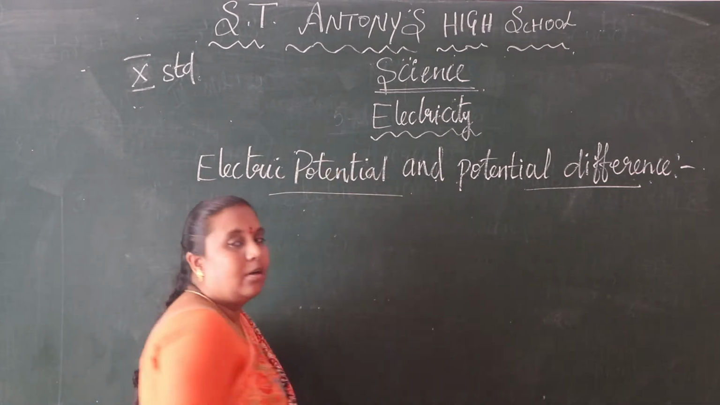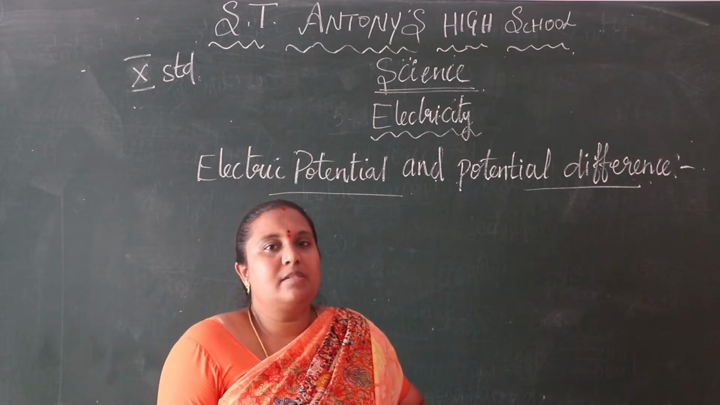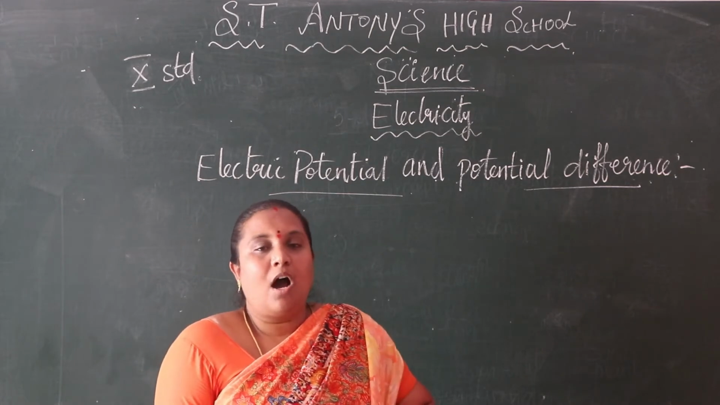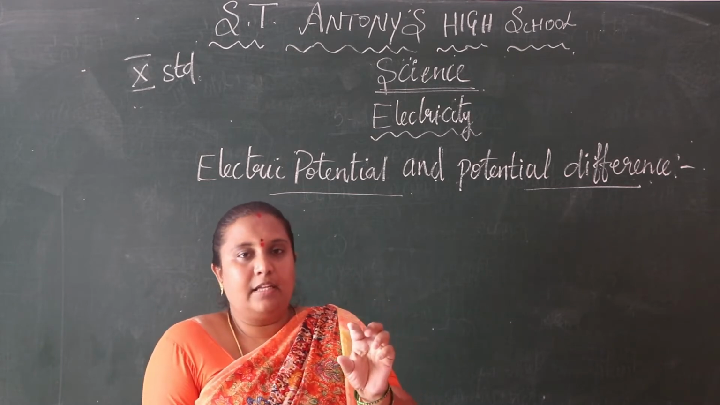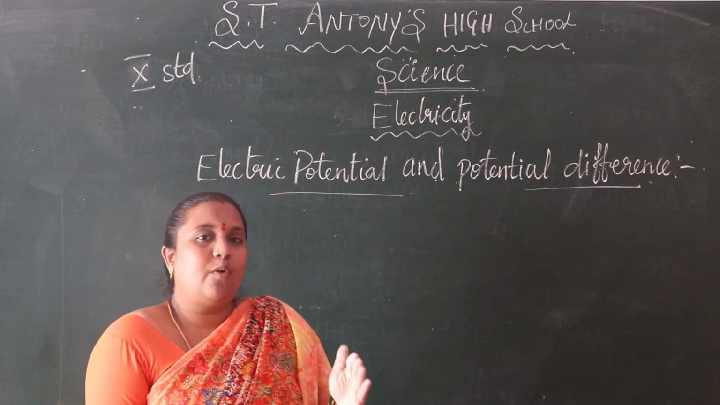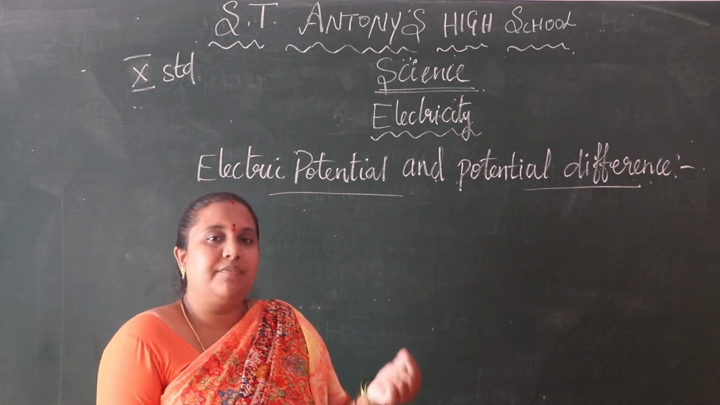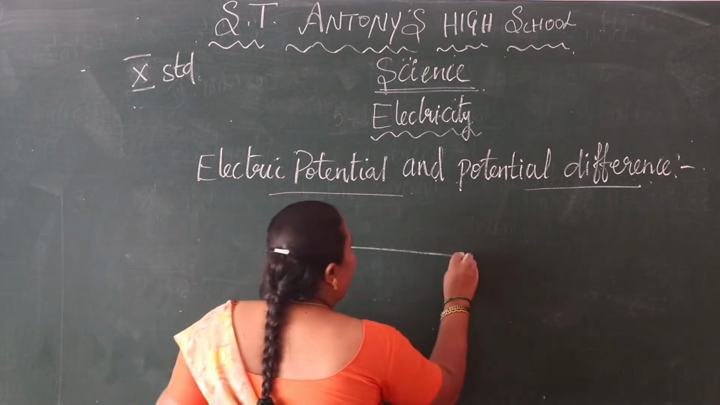Potential difference is based on the work done. How do we measure the potential difference? From one point to another point, there is a flow of current, and we want to find out the potential difference between the 2 points. So we should take 2 points.